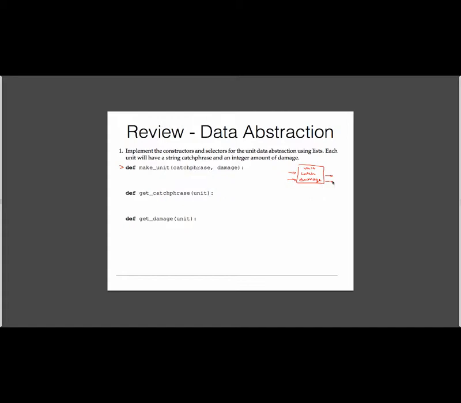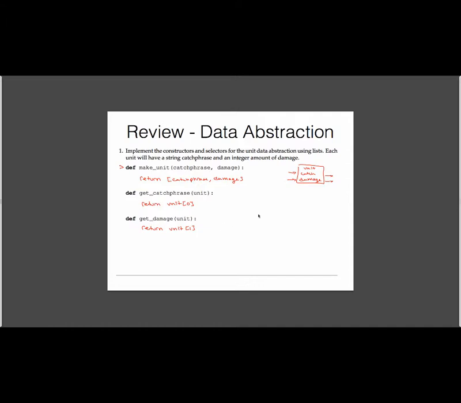Okay, so in this case, we're going to implement our unit with a list. So it's going to be a simple return of catchphrase, damage. And when we define our selectors, since we know we're passing in a list for unit, we can return unit, and it's a list, so we can zero index our unit to get the catchphrase, which is the first item out of our list. And if we want to get damage, we can return unit 1, and that's going to get the damage from whatever unit we've created.